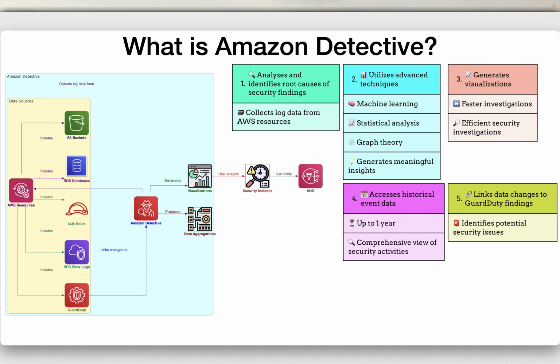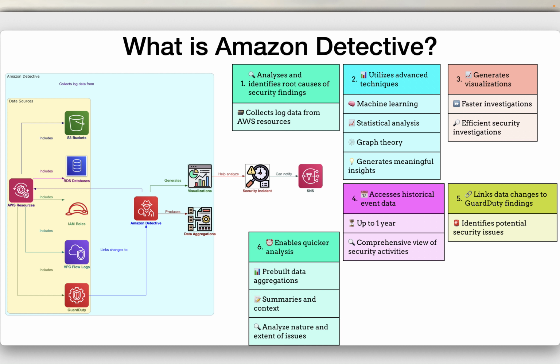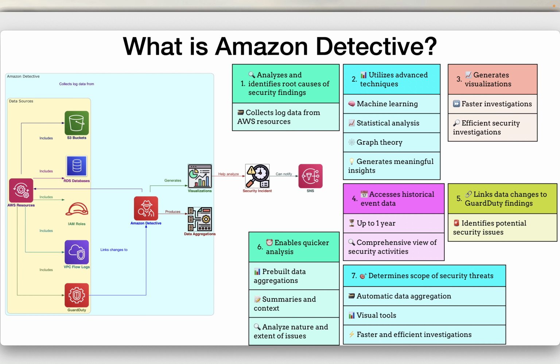Detective establishes links between changes in the type and volume of activity and GuardDuty findings, helping users identify potential security issues. By providing pre-built data aggregations, summaries, and context, Detective allows users to quickly analyze and determine the nature and extent of possible security problems. Amazon Detective's automatic data aggregation and visual tools empower users to conduct faster and more efficient security investigations, enabling them to quickly assess the scope of security threats.